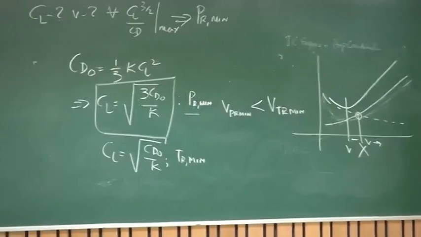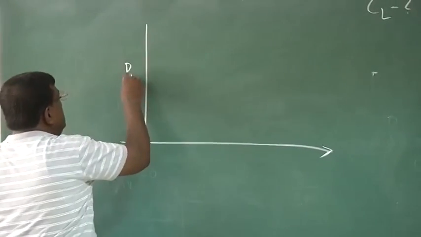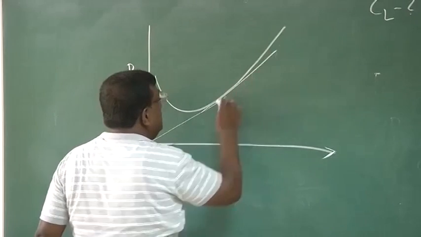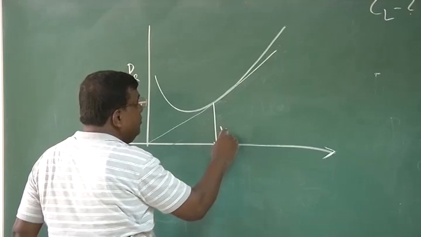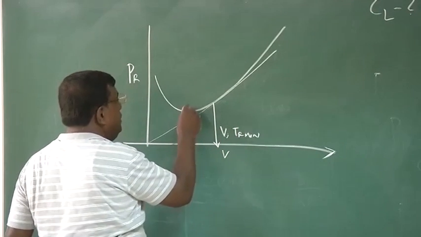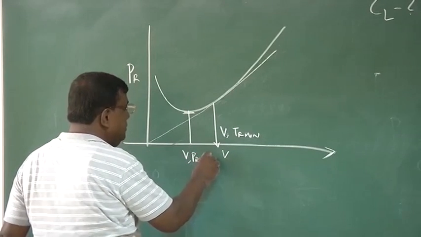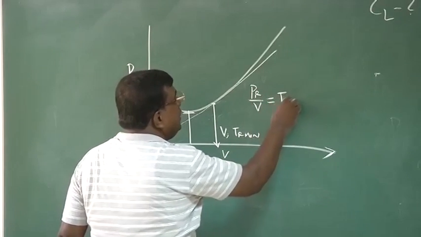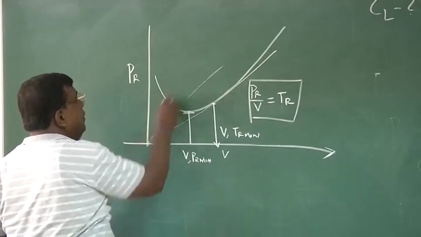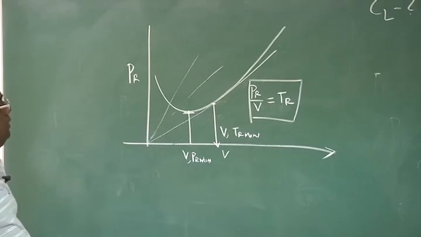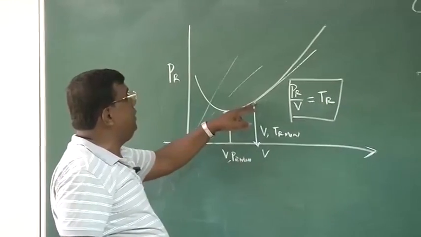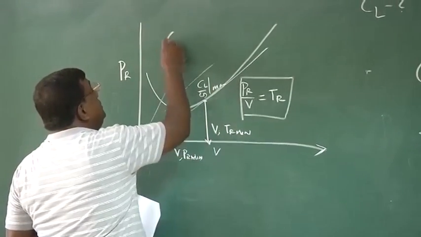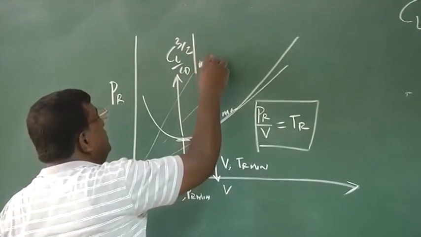Right? Another interesting thing we can see from the power required versus velocity graph. If I draw a tangent, then this point will correspond to V for thrust required minimum, and of course this point is V for PR minimum. Why this point for thrust required minimum? You know, the slope is PR by V, which is nothing but thrust required. And that is the minimum thrust required, okay? So go on drawing this slope. So from the power required versus velocity graph, I can find out what is the velocity I should fly, so that thrust required is minimum, and this will correspond to CL by CD maximum. This will correspond to CL 3 by 2 by CD maximum. Okay?